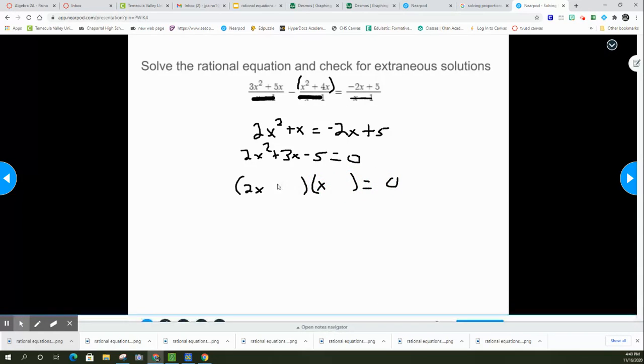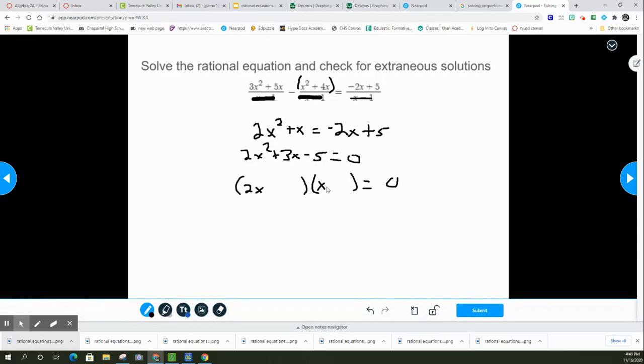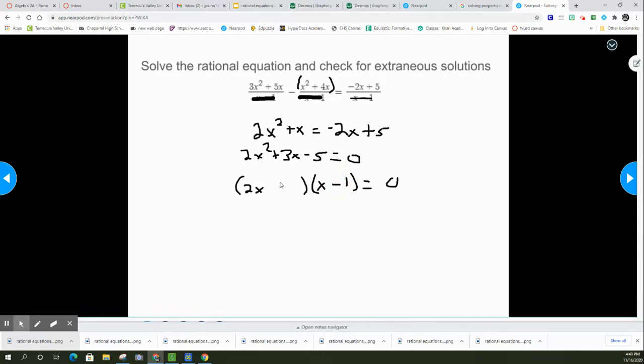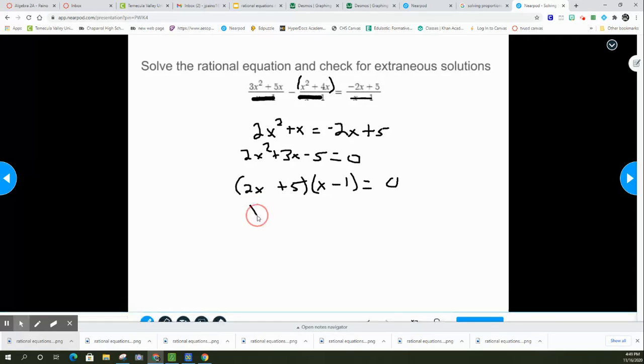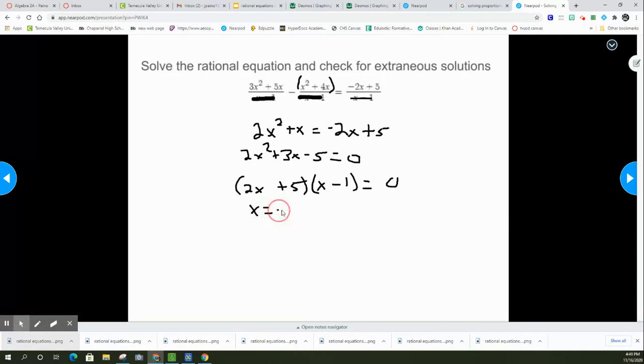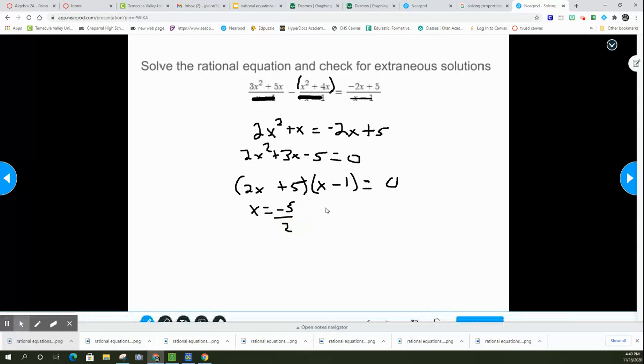All right, so I need to go ahead and go -1 here, +5 here. It's got to multiply up to -5, and then -2 plus 5 is +3. So I get two answers. x equals -5/2, and x equals 1.